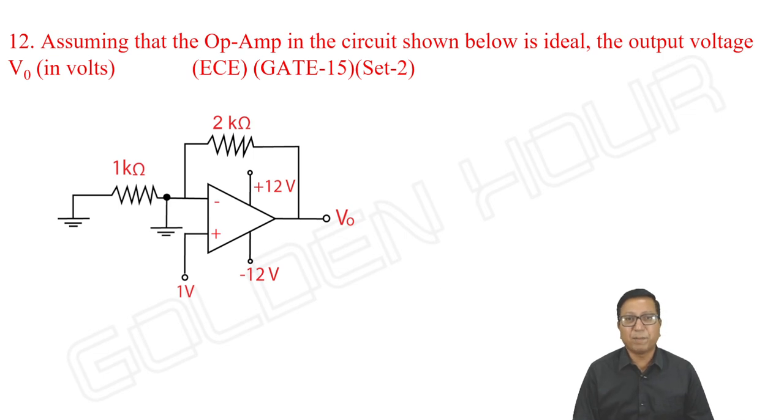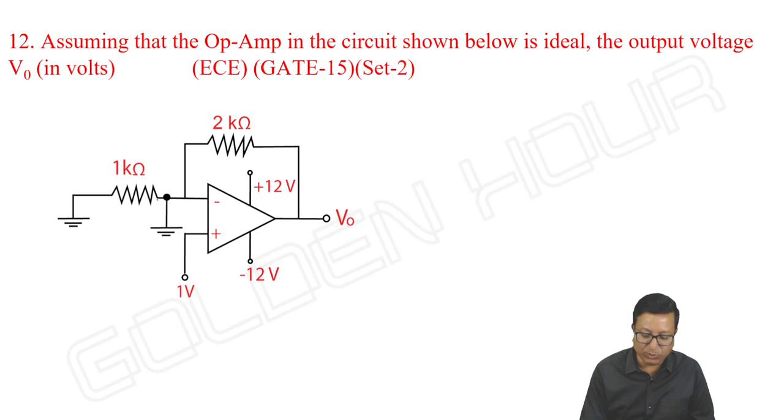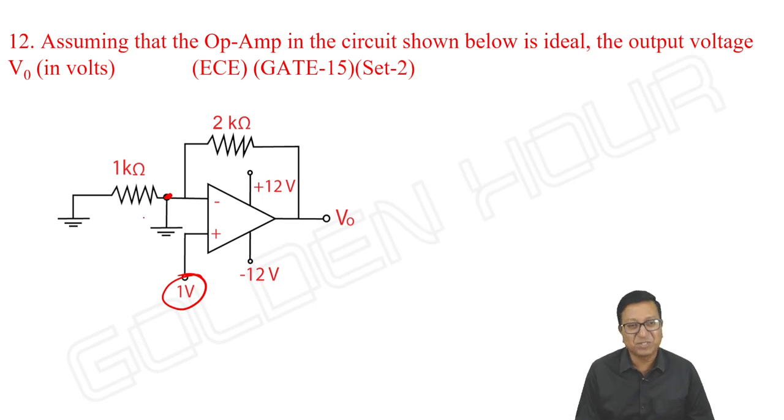Okay, assuming that the op amp in the circuit shown below is ideal, the output is? Okay, ideal op amp they said. And generally what you take, virtual short and nodal analysis. But here, is it possible to take the virtual short? Voltage at the non-inverting terminal is 1 volt, voltage at the inverting terminal is 0. So you cannot apply a virtual short. Means instead of an op amp, it behaves like a comparator.